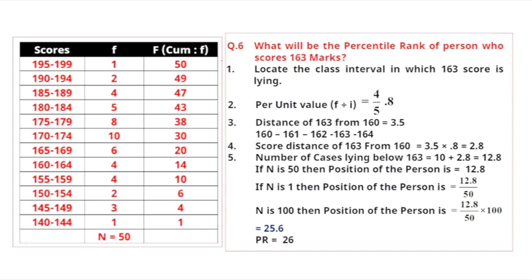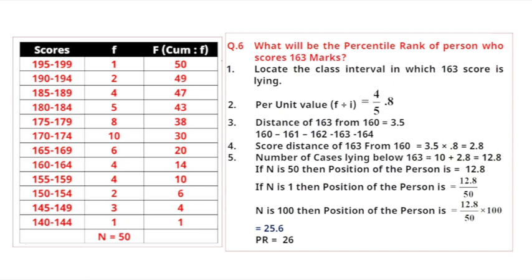Now we have got the value per unit, 0.8. We have got the distance of 163 from 160, that is 3.5. Now, the score distance of 163 from 160. What is the value per unit? 0.8. That means what will be the score distance of 163 from 160? You will multiply 3.5 into 0.8, that is 2.8. That means the score distance of 163 from 160 is now coming 2.8.